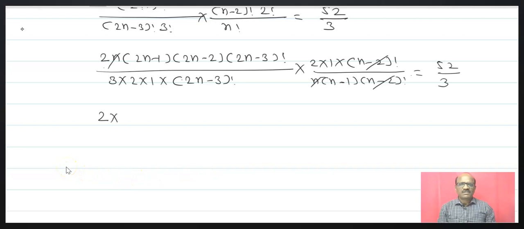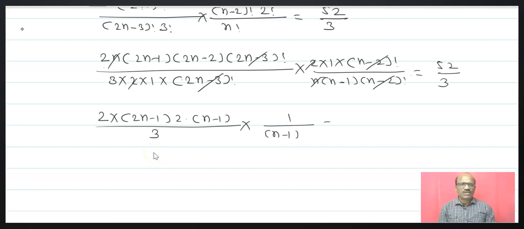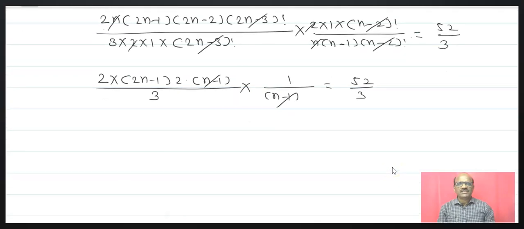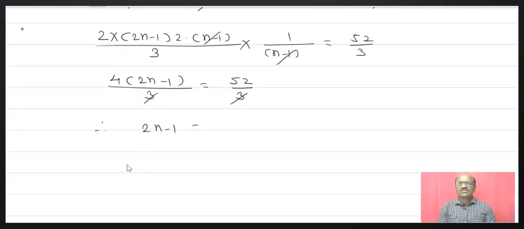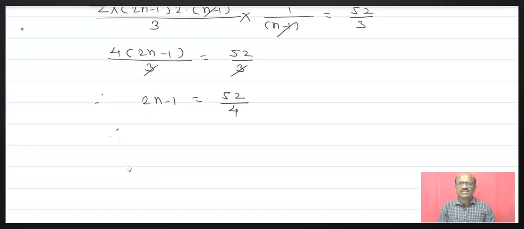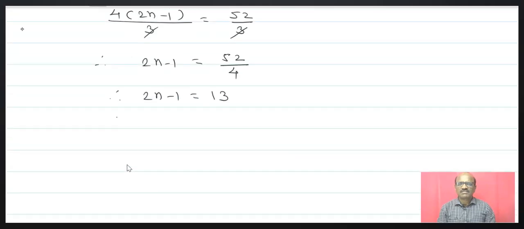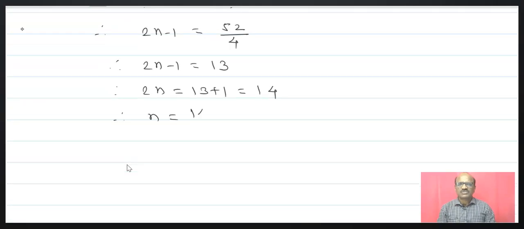Therefore, the next is 2 into n minus 1, 2 in bracket n minus 1. These two terms get cancelled. That is 2 into 2n minus 1 into 2 into n minus 1 upon 3 into n minus 1 is equals to 52 upon 3. These terms get cancelled. That is 4 in bracket 2n minus 1 upon 3 is equals to 52 upon 3. Again, this 3 will get cancelled. You will get 2n minus 1 is equals to 52 upon 4, that is 13. 2n minus 1 is equals to 13. Therefore, 2n is equals to 13 plus 1, that is 14. Therefore, n is equals to 7.